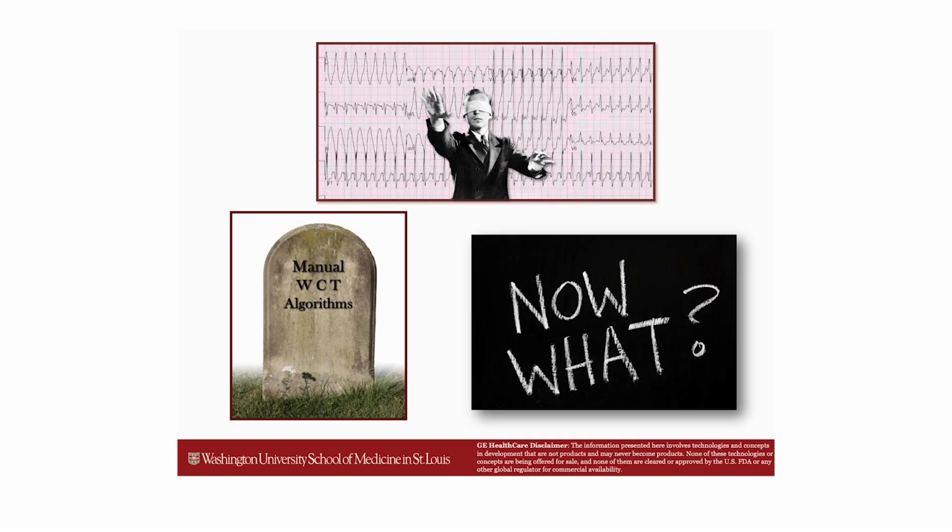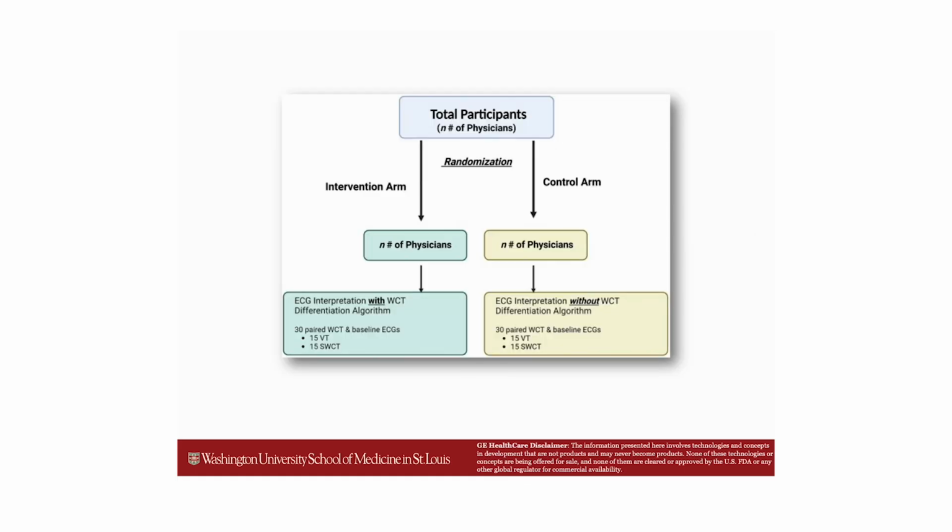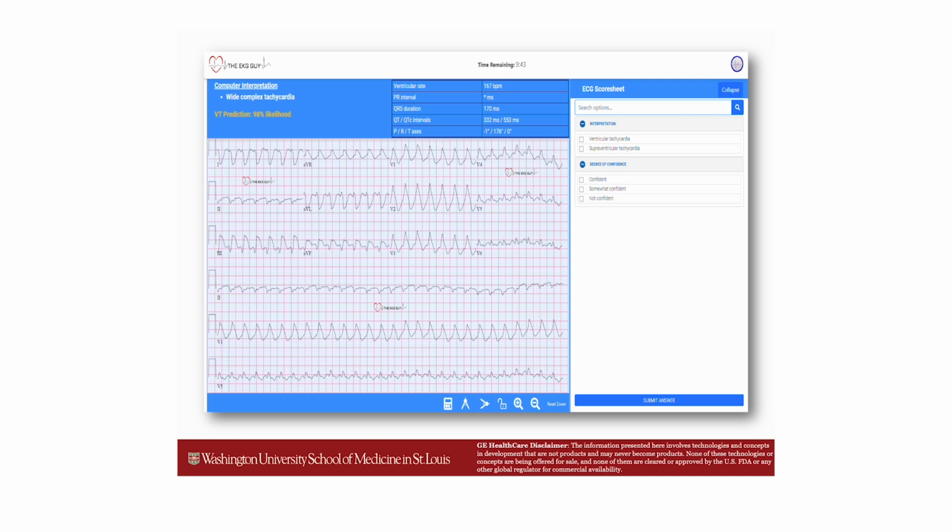I think the next step is performing a prospective, randomized control study, where we compare the performance with and without these algorithms. And we would like to do this approach on a virtual platform similar to what we've done in what is called the Educate trial. And this is how it would look. We'd present the 12-lead ECG, and we'd ask our participants that are randomized to interpret this with and without the automated algorithm, and then we can directly compare their performance.